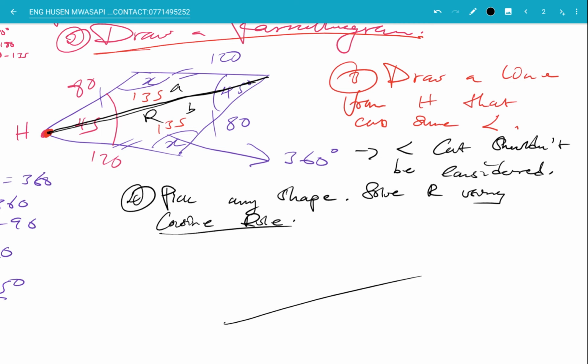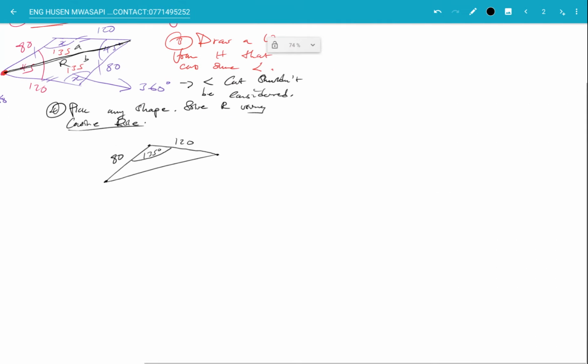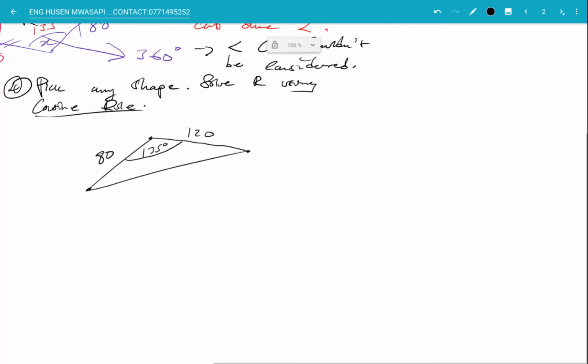So I pick shape A. So shape A looks something like this. So you have 120, you have 80, you have these points. And remember, we're not considering the 45 degree angles that have been cut. So we're going to consider this angle, which is 135 degrees. Alright. With this, we can now apply the cosine rule.